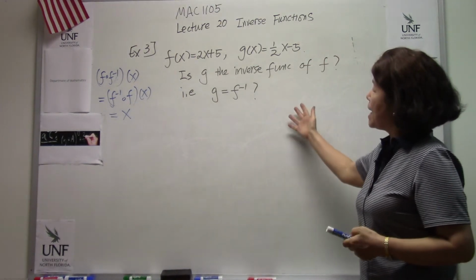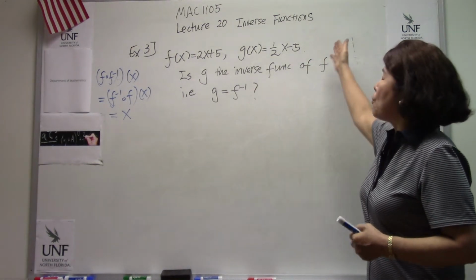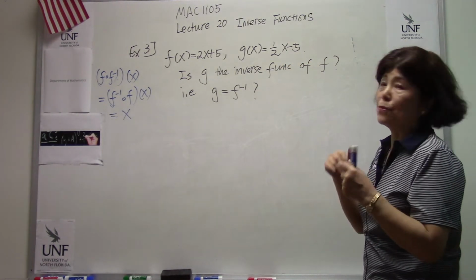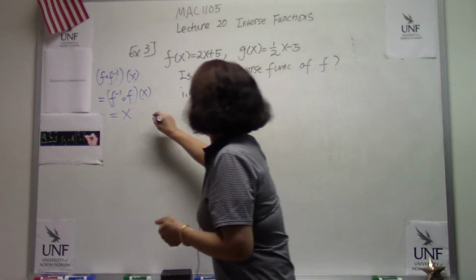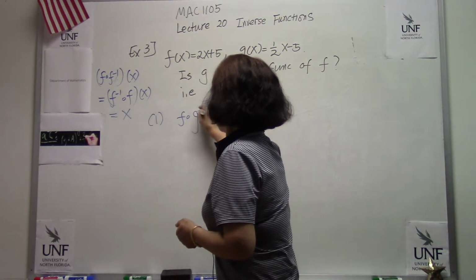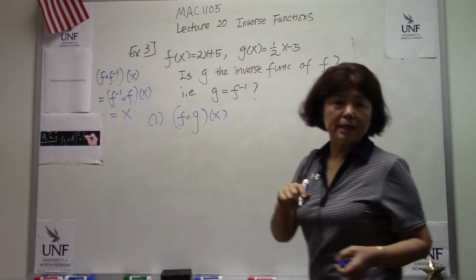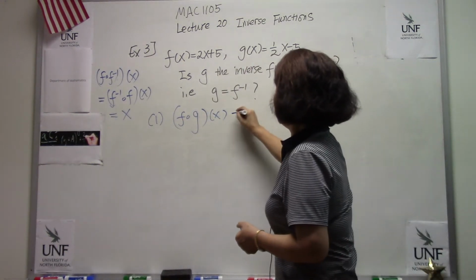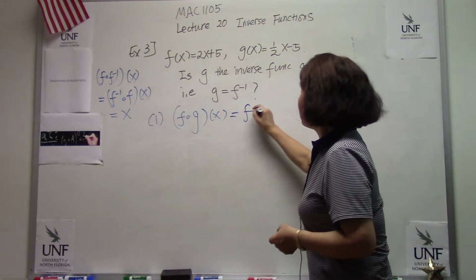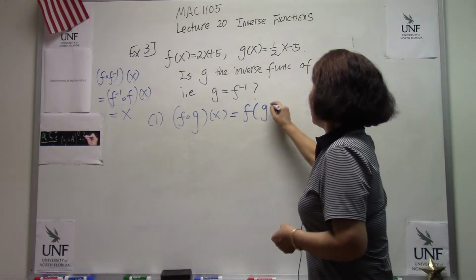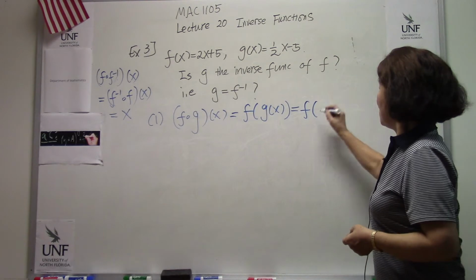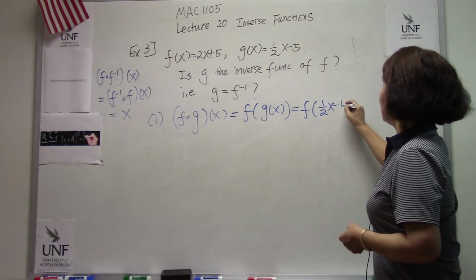So in order to say G is F inverse, we are going to compose F and G, and then the result has to be X, okay? So first one is I'm going to compose F and G in this order, okay? So what does that mean, everybody? Composition. That is, F is the main one and the G goes in there. So what is that? F of G of X is 1/2 X minus 5.